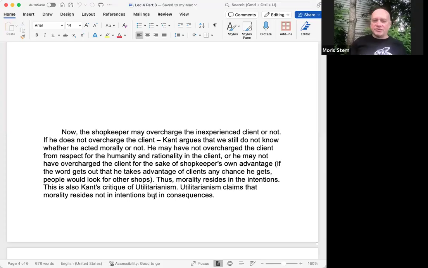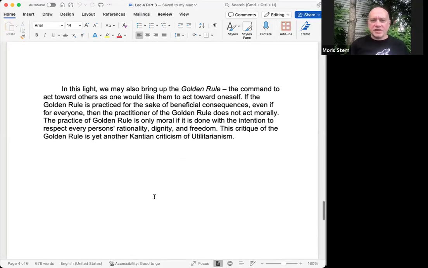This is also Kant's critique of utilitarianism. Utilitarianism claims that morality resides not in intentions, but in consequences. In this light, we may also bring up the golden rule, the command to act toward others as one would like them to act toward oneself. If the golden rule is practiced for the sake of beneficial consequences, even if beneficial consequences for everyone, then the practitioner of the golden rule does not act morally. The practice of the golden rule is only moral if it is done with the intention to respect every person's rationality, dignity, and freedom. This critique of the golden rule is yet another Kantian criticism of utilitarianism.